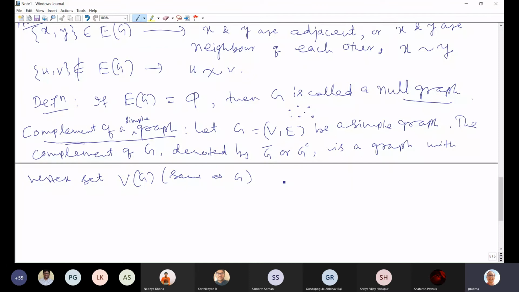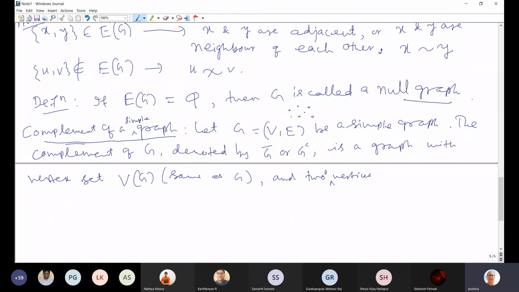The graph G and G complement will have the same vertex set, and edges will be flipping. If two vertices in the graph are adjacent, in the complement they will be non-adjacent, and vice versa. If two vertices are non-adjacent in the graph G, then those two vertices will be adjacent in its complement. So we are just flipping the edges. Adjacent vertices become non-adjacent, and non-adjacent vertices become adjacent.